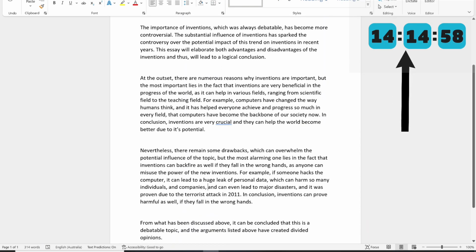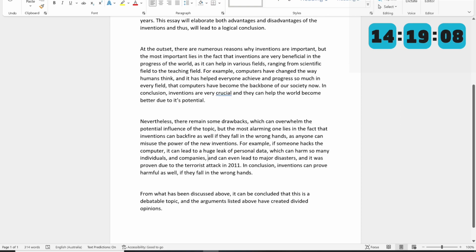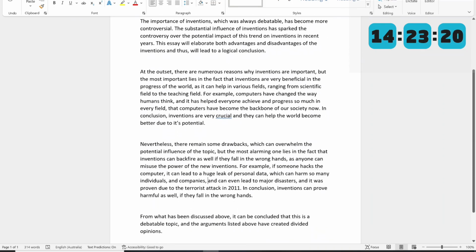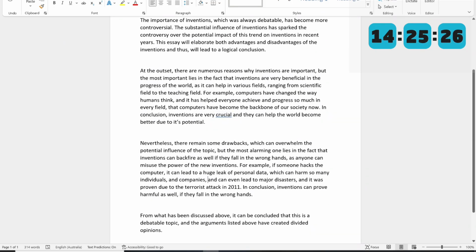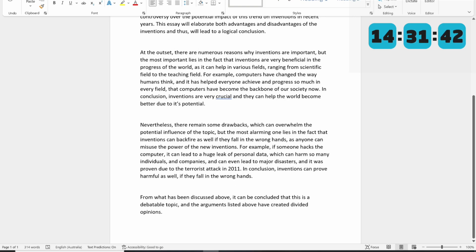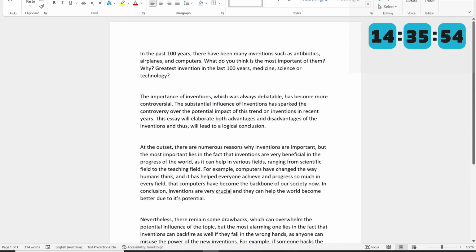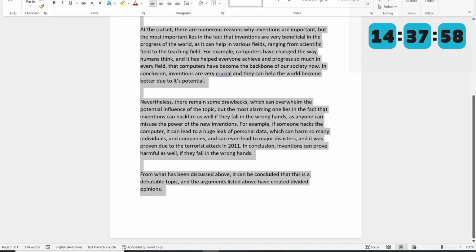And in my last few minutes, whatever is remaining of it, I'm just going to look at my spelling mistakes that I might have made. I will proofread my essay again and again to see if I've made any mistake. So right now I can see in conclusion, inventions are very crucial and they can help the world become better due to its potential. According to me, it just looks all right. But in the exam, I'll make sure I proofread this essay again and again. If I've made any mistakes, I'll correct them straight away.